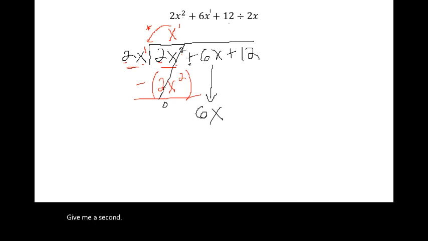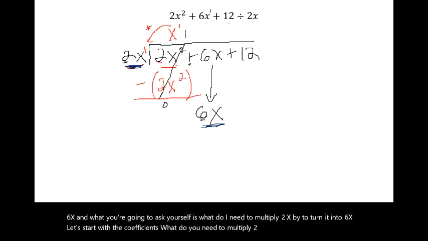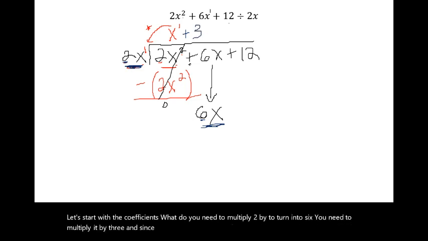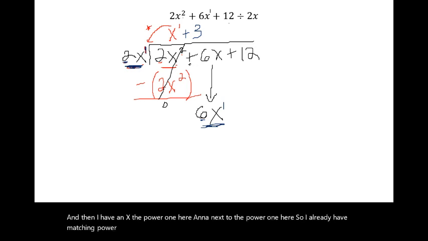So what we're going to do is compare our divisor 2x to this term down here, 6x. And what you're going to ask yourself is, what do I need to multiply 2x by to turn it into 6x? Well, let's start with the coefficients. What do you need to multiply 2 by to turn it into 6? You need to multiply it by 3, and since it's positive, I'm going to separate these with a plus sign. And then I have an x to the power 1 here and an x to the power 1 here. So I already have matching powers, so when the exponents on your variable match, you don't need any more powers of x, so all you would need to do is multiply it by 3.